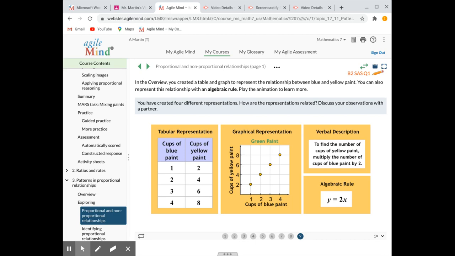All right. And so looking at the verbal description, what Isamian said, he said to find the number of cups of yellow, we multiply the cups of blue by 2. Is that the same as the algebraic rule that we came up with, Najela?